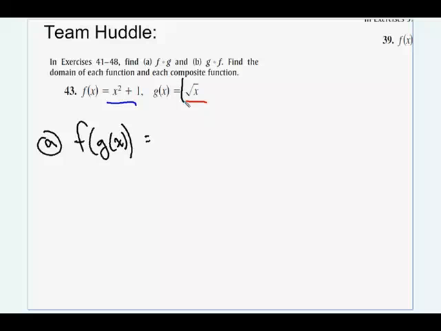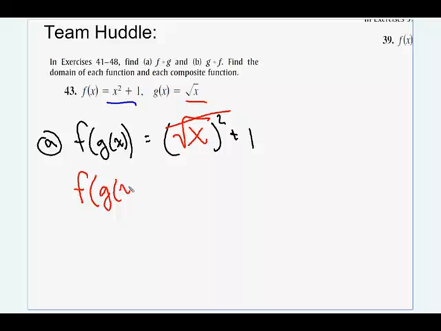So I'm going to take the g function, wrap it up like a Christmas package, and plug it into the f function for that x. So instead of something squared plus 1, I'm going to have this in the place of that something. So we had something squared plus 1. That is our f of x function, and now we're plugging the g function into the f function. So here, the square and the square root are going to cancel, and our composed function, f of g of x, is x plus 1.